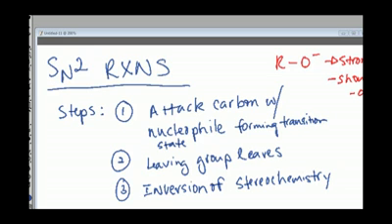Today we're going to be looking at SN2 reactions, what to do and how to do it.